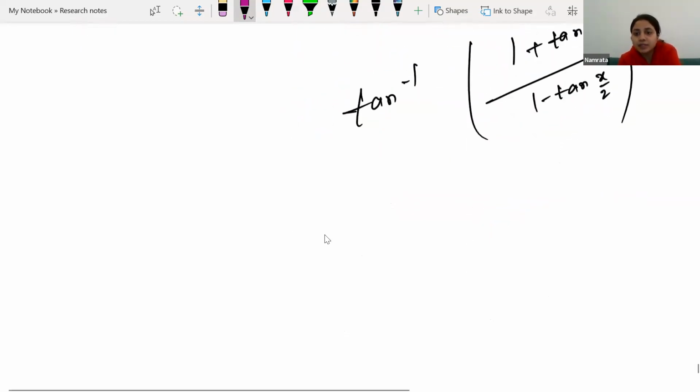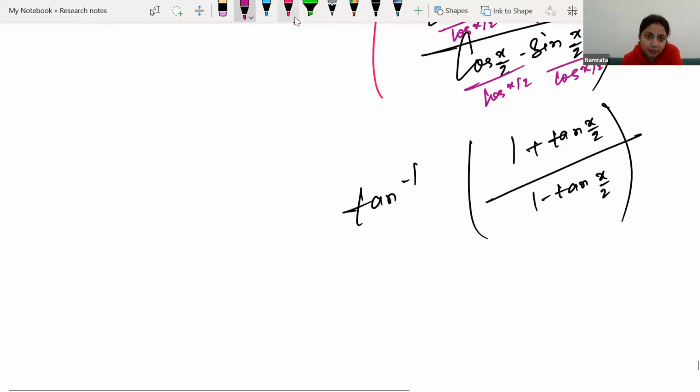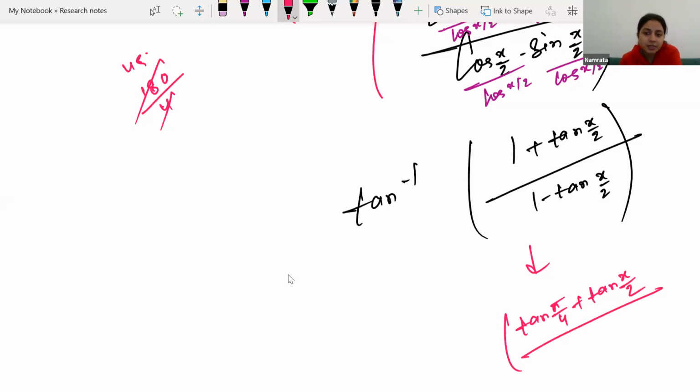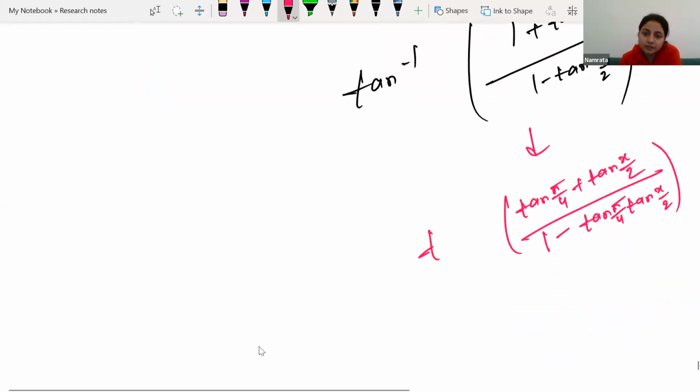Now the next step can be written as tan pi by 4, that is 1. So this one can be written as tan pi by 4, that is tan 180 by 4, if you know, 45 degrees, and that is 1 only. Okay, plus tan x by 2 over, tan a plus tan b by 1 minus tan a tan b. That's what we are trying to make, so that we can write the formula of tan theta.